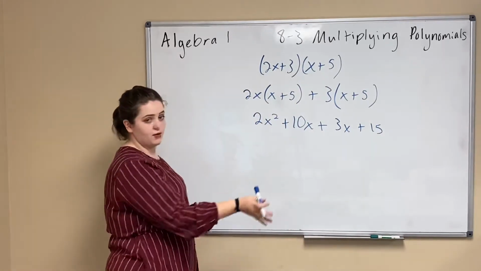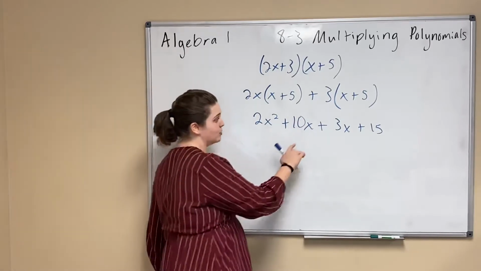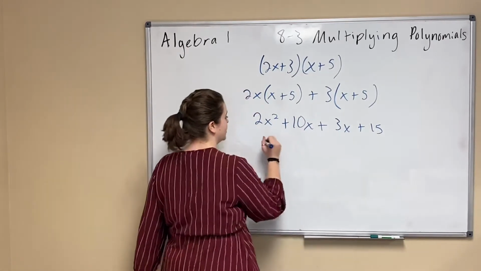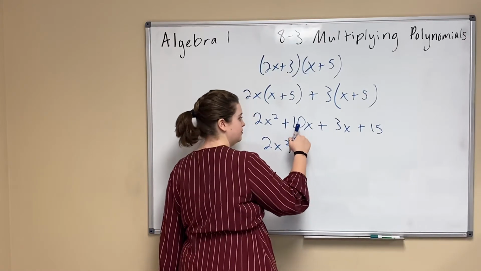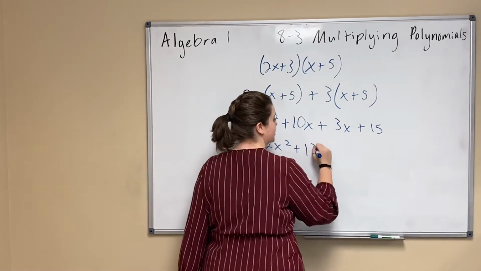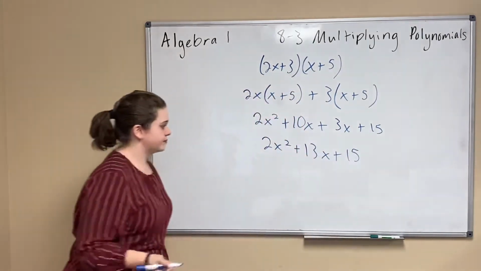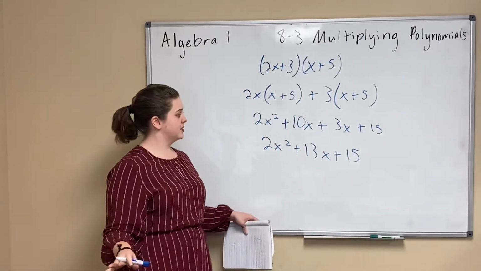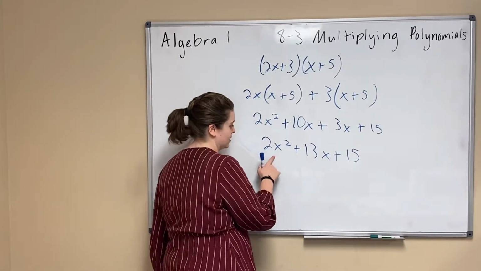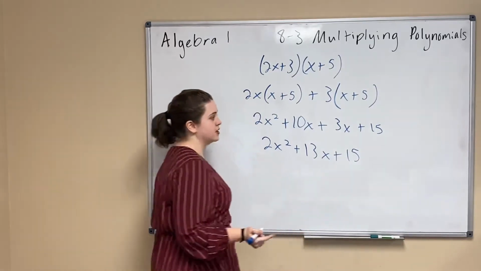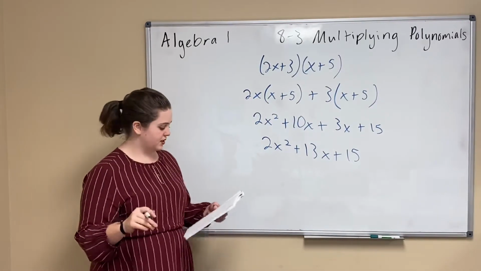Now that we've got it all written out, we'll check and see if we have any like terms that we can combine. And we do, right? 10x and 3x. So we'll actually have 2x squared plus 10x plus 3x is 13x plus 15. There are no more like terms, and it's in standard form, just like we've talked about, where it's the greatest degree to the least degree. So we're done. Nice and simple.